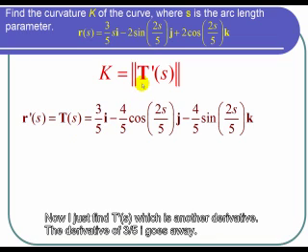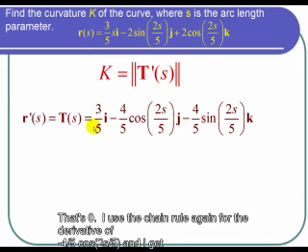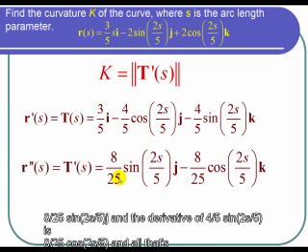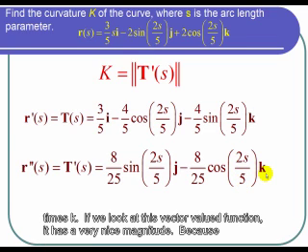So now I just find T prime of s, which is another derivative. The derivative of 3/5 i goes away, that's 0. And I use a chain rule again for the derivative of negative 4/5 cosine of 2s over 5, and I get 8/25 sine of 2s over 5 times j. And the derivative of 4/5 sine of 2s over 5 is 8/25 cosine of 2s over 5. And all that's times k.